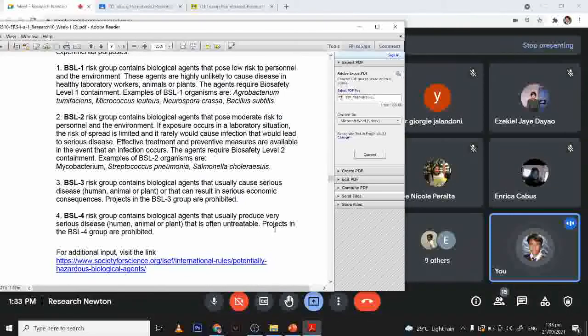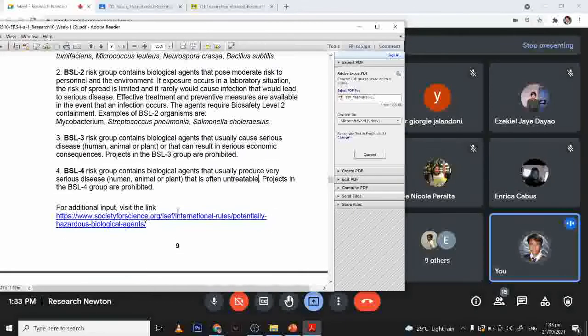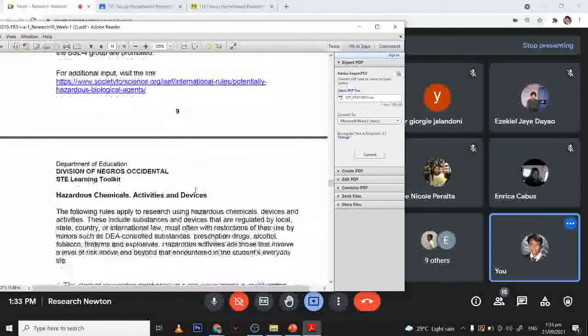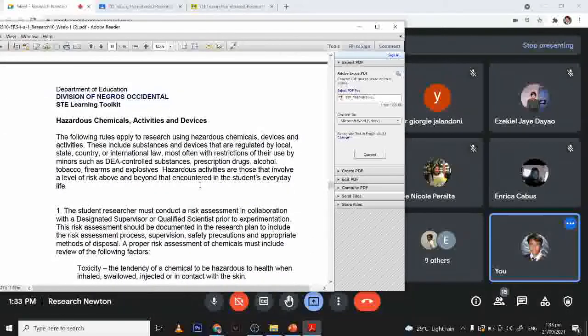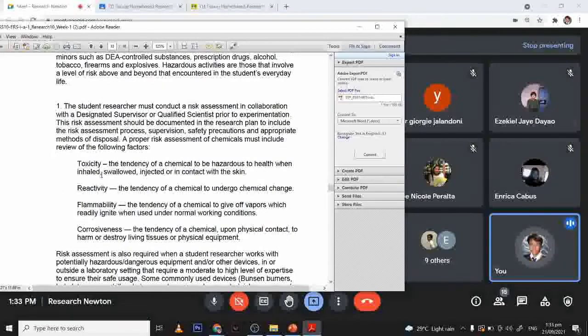So toxic, maybe poison. Or muriatic acid, right? It burns the skin. Or maybe you mix chemicals and the fumes are toxic. Reactive, maybe like a nuclear bomb. Okay? The explosives, mixing ammonium nitrate with fire. So it explodes. Flammable, maybe you release hydrogen in a room.